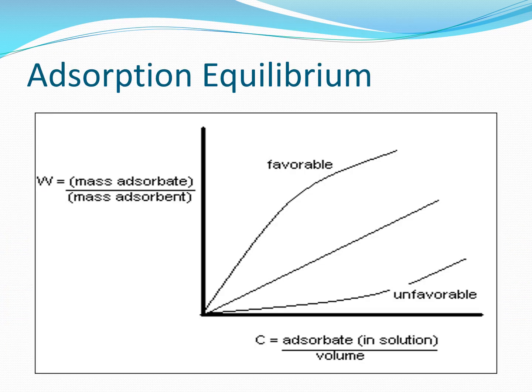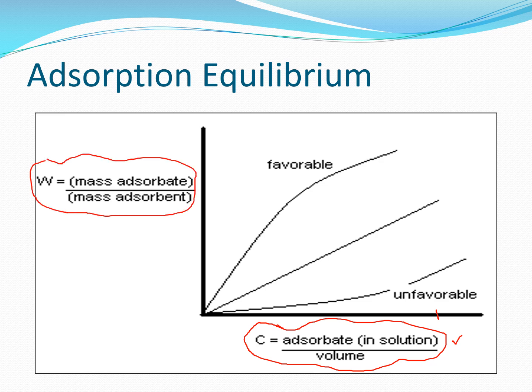So let us move towards the adsorption equilibrium. This graph we already discussed in the last lecture. On the x-axis we have C, which represents the adsorbate in the solution per unit volume. On the y-axis we have W, which represents the mass of adsorbate to the mass of adsorbent. The mass of adsorbent is usually fixed, like the solid packing or bed. The mass of adsorbate will of course increase or decrease with respect to time. So we have three conditions: unfavorable adsorption, favorable adsorption, and this linear trend. In the linear trend, as the adsorbate is increased in the main feed stream, the adsorbent loading is also increased in the adsorption column.